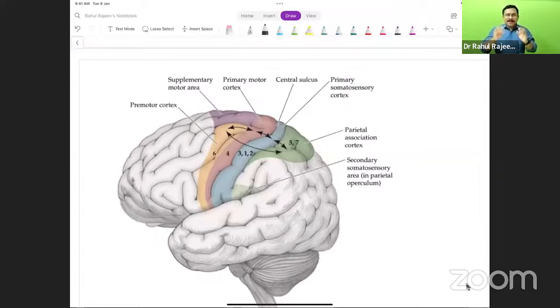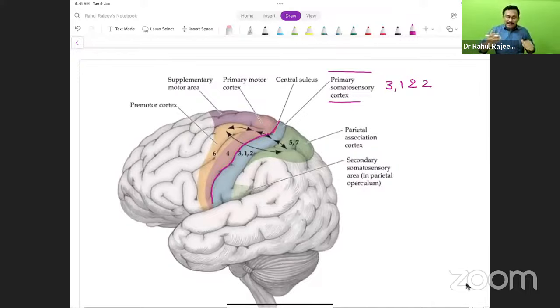So this is the lateral surface of the cerebral hemisphere. And what you are seeing is a central sulcus. My dear students, are you seeing a central sulcus here? So behind the central sulcus, you have got the sensory area. Are you seeing the primary somatosensory cortex? That is the area 3, 1, and 2. That is the primary somatosensory cortex. You have also got the parietal association cortex, and also the secondary somatosensory area as well.